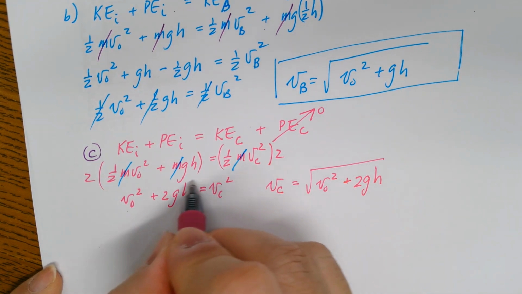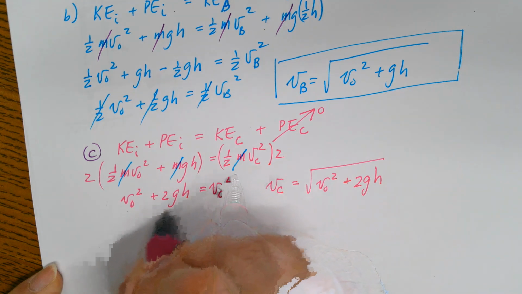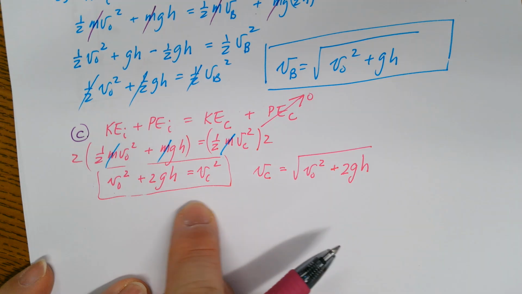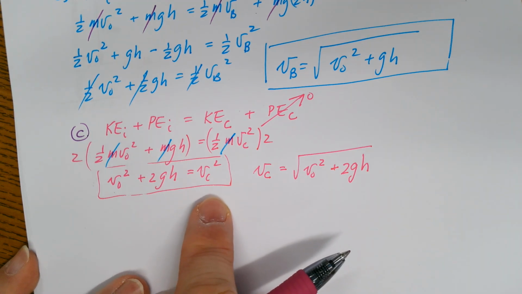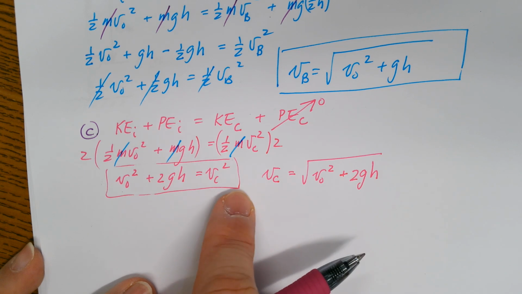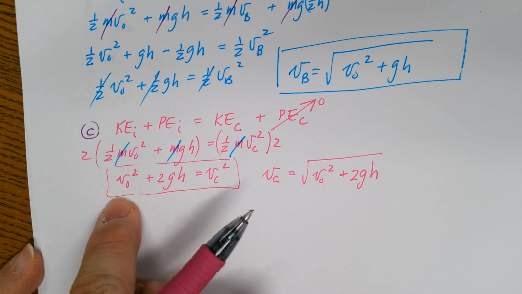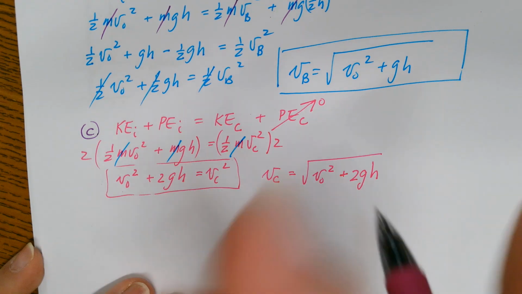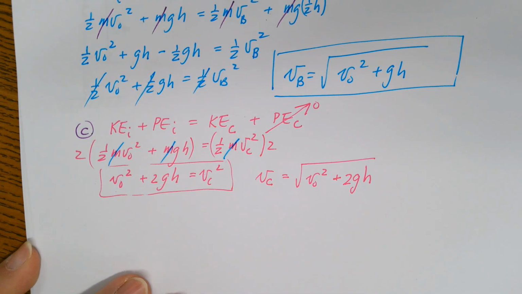If you look at this, the equation should look familiar to you. This is equation number 3 in kinematics from your summer assignment. Remember, Vf squared is equal to Vi squared plus 2a delta x. Very similar thing, isn't it?